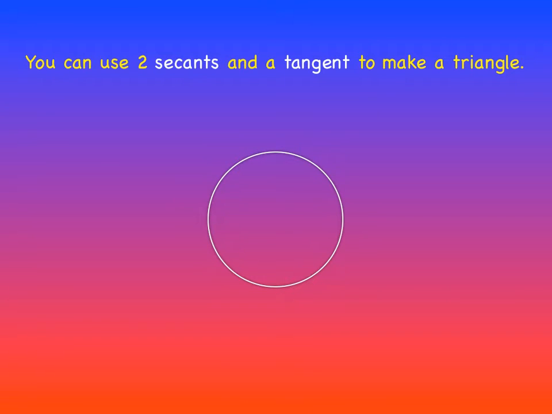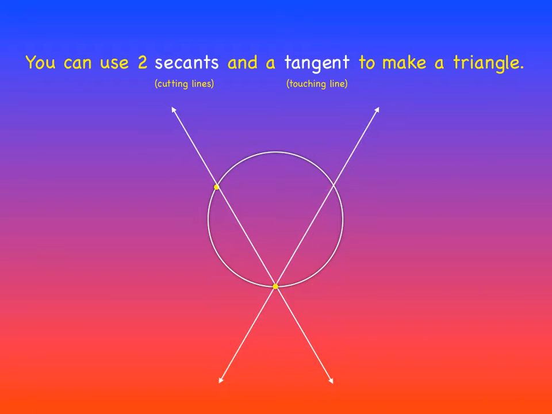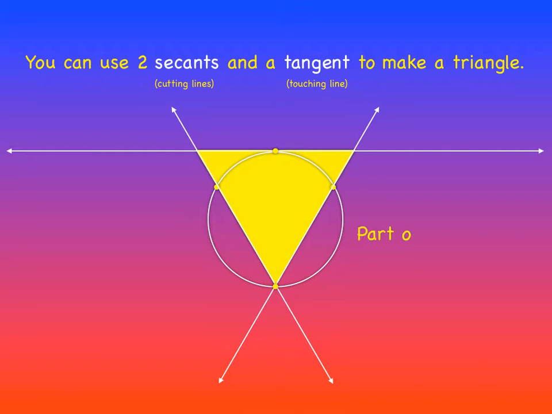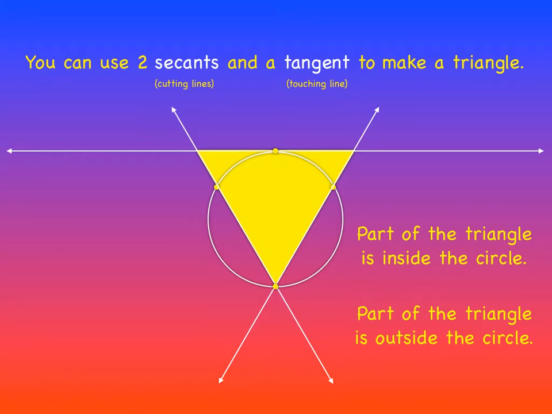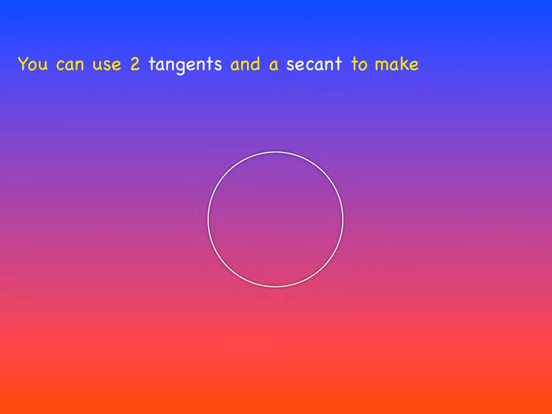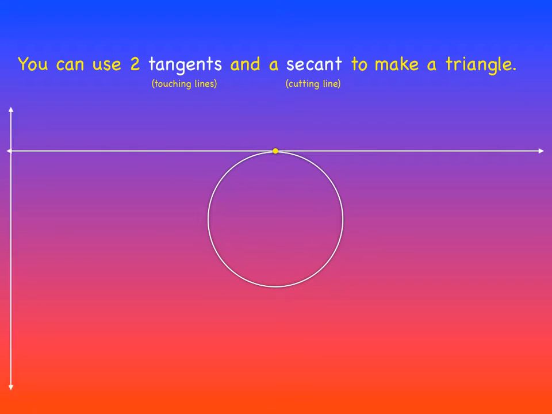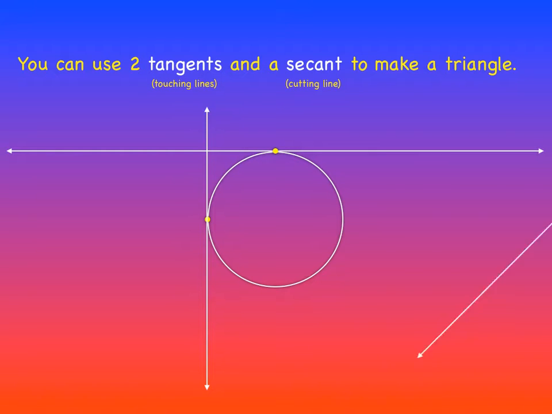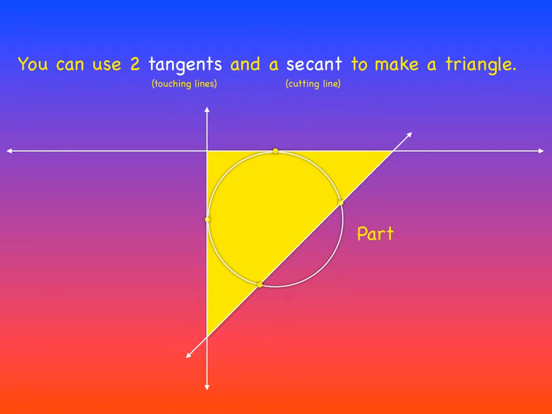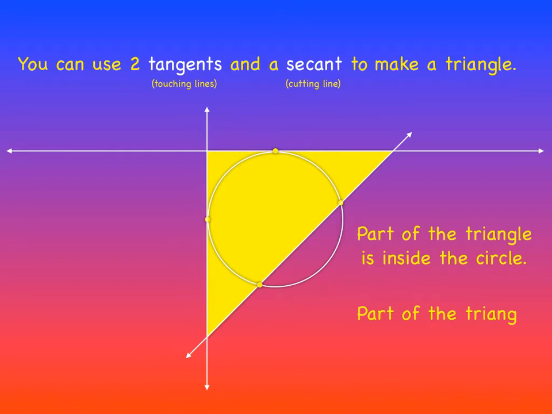You can use 2 secants and a tangent to make a triangle. Part of the triangle is inside the circle and part of it is outside the circle. You can use 2 tangents and a secant to make a triangle. Part of the triangle is inside the circle and part of it is outside.